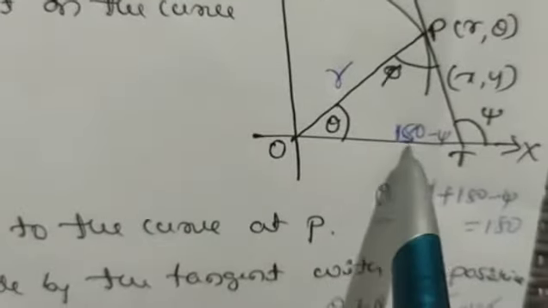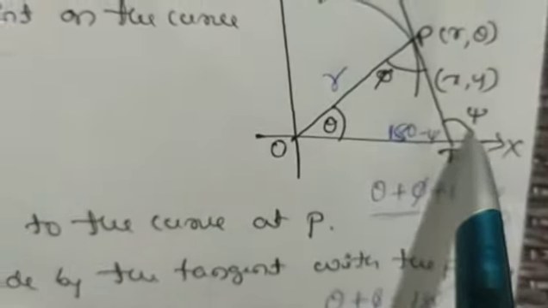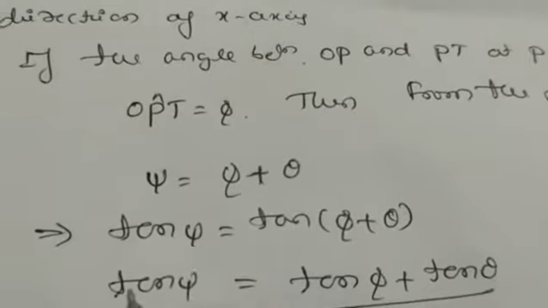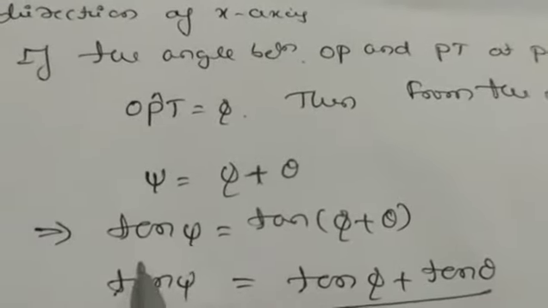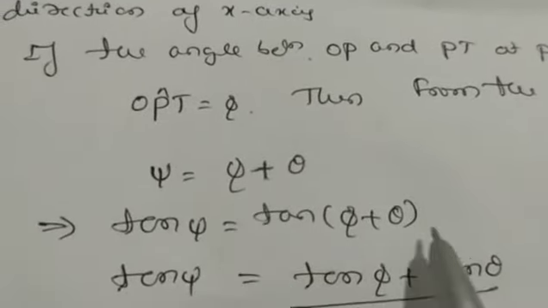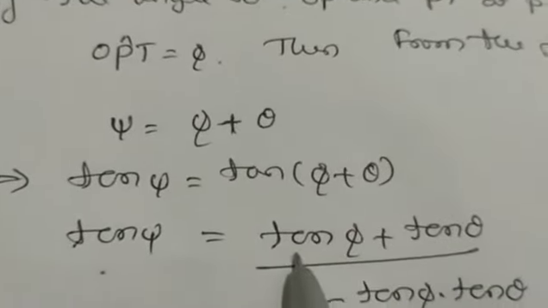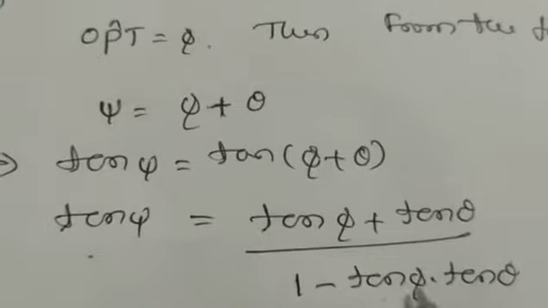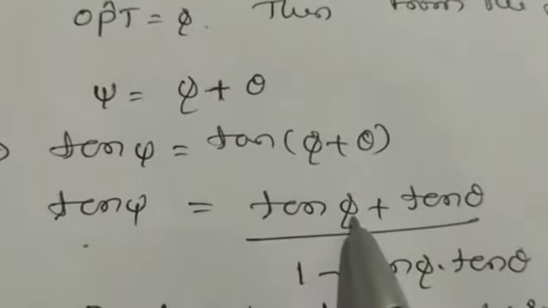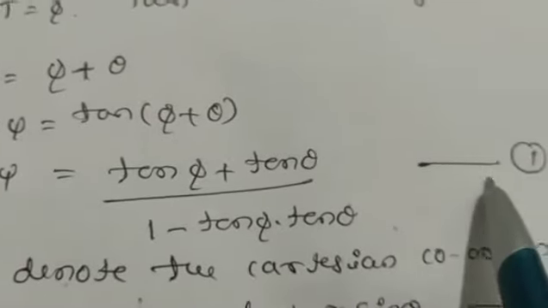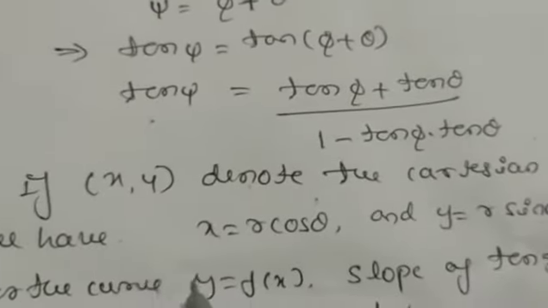How we got this angle here? We got this angle xi in terms of theta and phi. So xi is equal to theta plus phi. Now let us take tan on both sides. Tan xi is equal to tan of phi plus theta. It is like tan of A plus B. We know tan of A plus B is tan A plus tan B divided by 1 minus tan A into tan B. That is tan phi plus tan theta divided by 1 minus tan phi into tan theta. Take this as equation number 1.